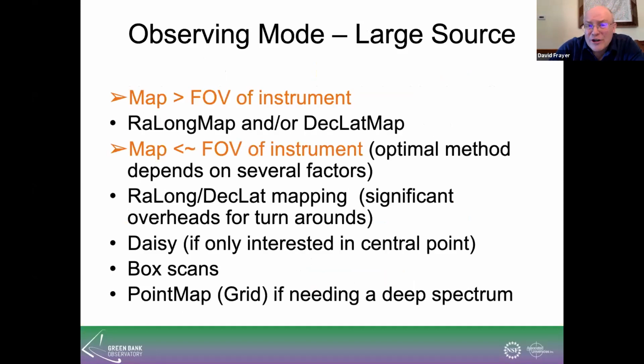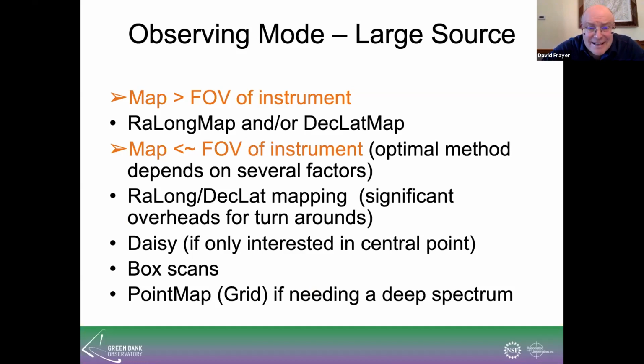If you're doing a large map, a large source, and the map you're targeting is much bigger than the field of view of the instrument, then you use the commands RALongMap or DecLatMap. I told you we'd have too much information load, and this is a lot of information, but you can pull up this material within the observing guide, and also in the documentation when you're setting up your scripts, which you'll be doing this afternoon.